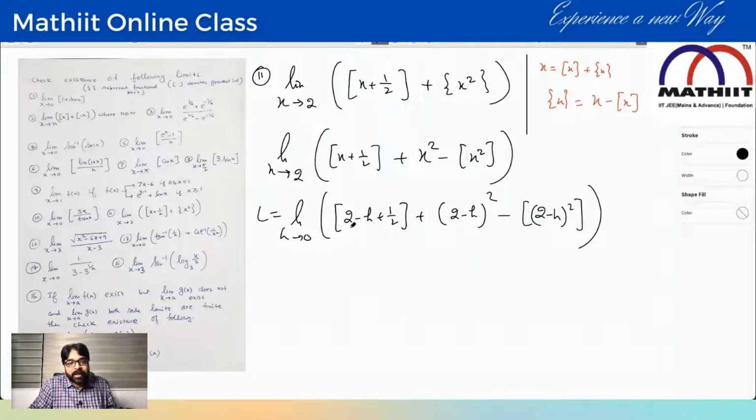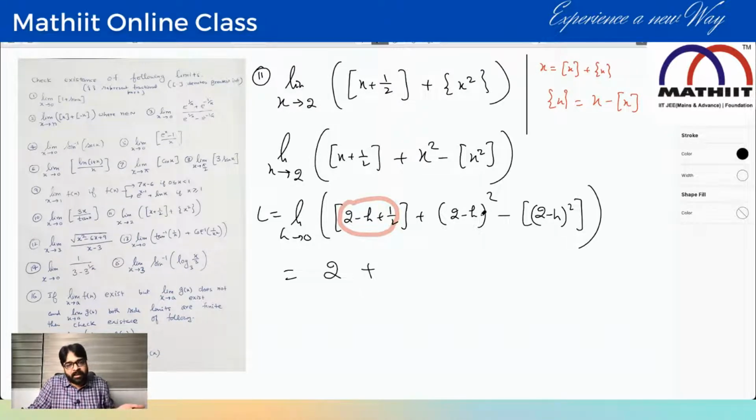What is this? This is 2 plus 1 by 2, which means 2.5 minus something. Concentrate here. This is slightly less than 2.5. Even slightly less than 2.5, it will still lie between 2 and 3. 1 by 2 means 0.5, so 2.5 minus h means slightly less than 2.5, but it still lies between 2 and 3. So the greatest integer is 2. So this value will be 2.